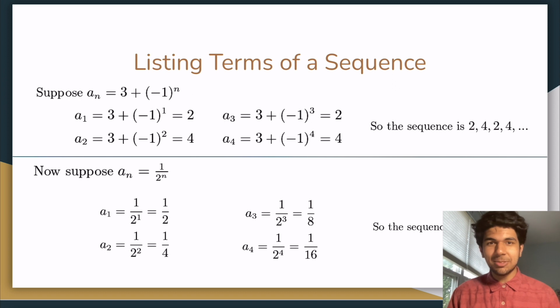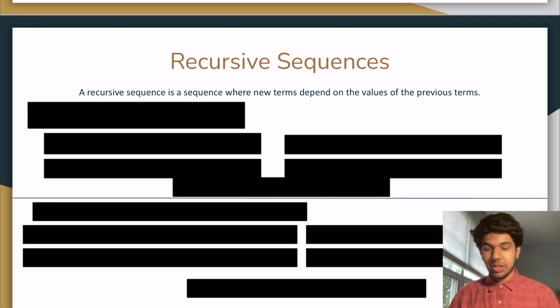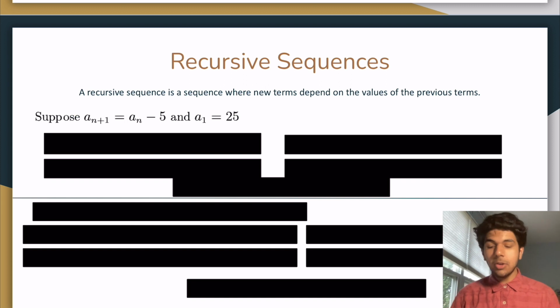However, not all sequences are just going to be given in terms of n. Sometimes our terms will rely on previous terms, and for that we look at recursive sequences. So a recursive sequence is a sequence where new terms depend on the values of previous terms. What does that mean? Well, let's take a look at an example definition of a sequence and figure out the terms. So suppose a sub n plus 1 equals a sub n minus 5, and a sub 1 equals 25.